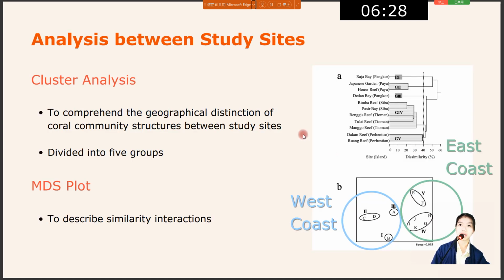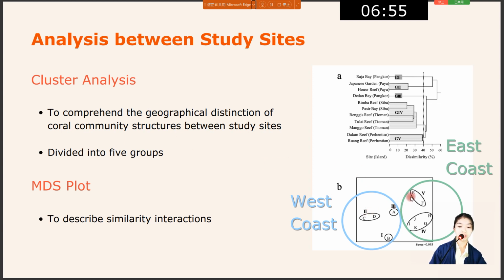Now, just now we studied about 110 transect lines. What if we study between study sites, which is 11 study sites? So we differentiate them again using this graph of dissimilarities. And then at dissimilarities 43%, we are able to group them into 5 groups. Here is group 1, 2, 3, 4, 5. Okay, and then this is the MDS plot.